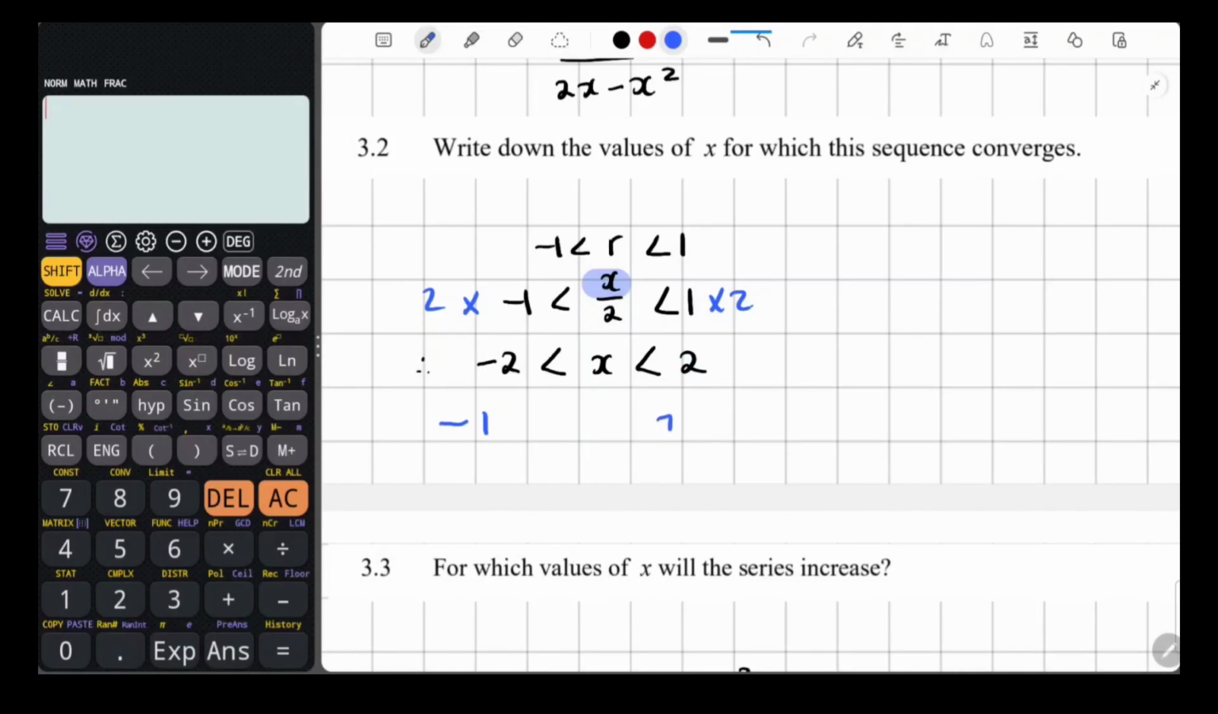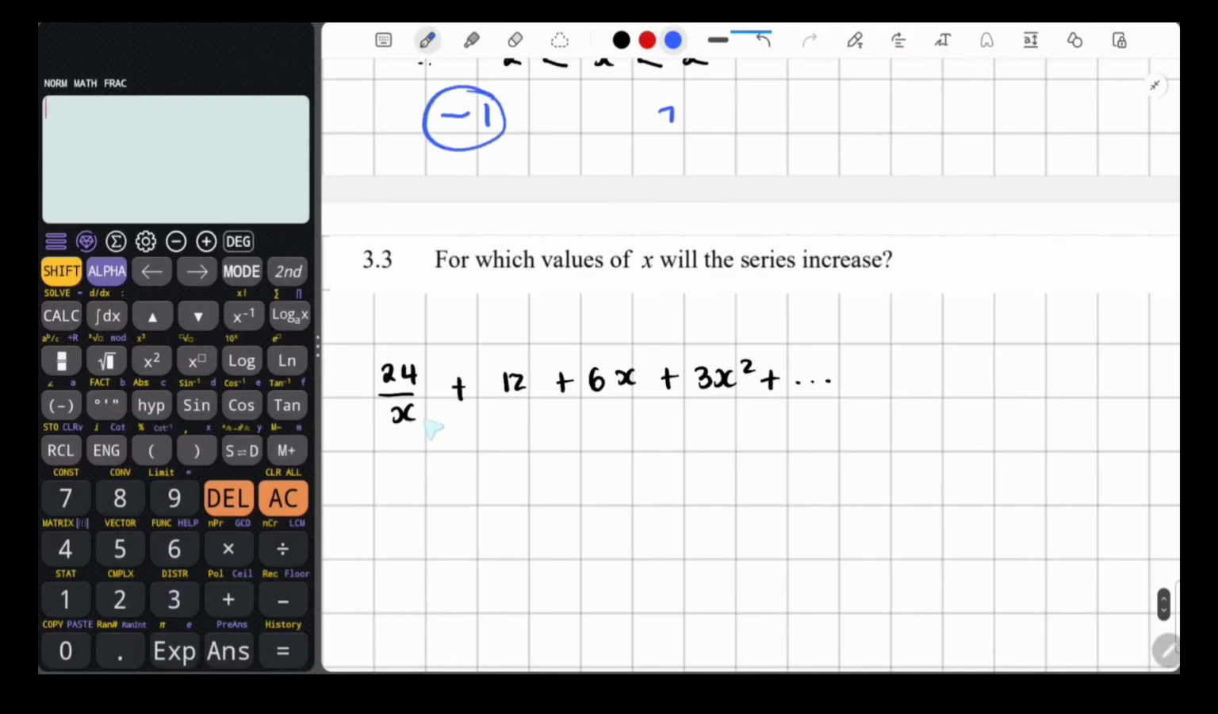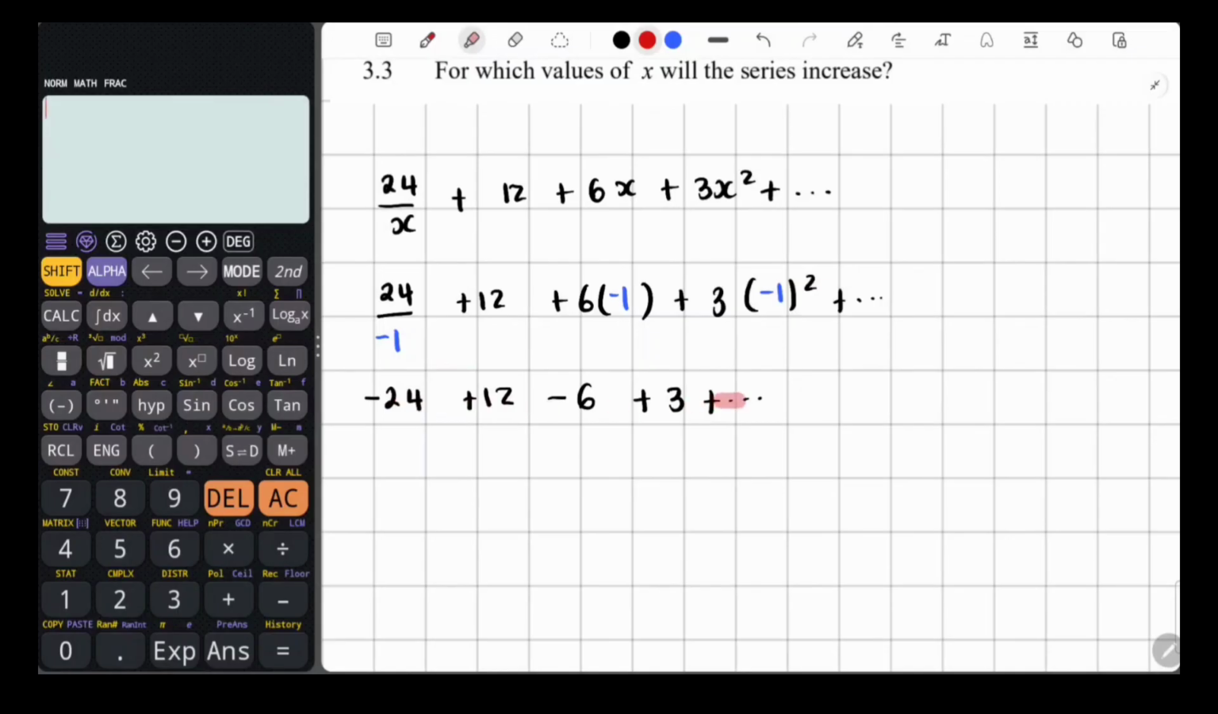I want to show you what's going to happen, because when x is negative, it's going to do something to the pattern, and you'll notice how this pattern acts. So let's substitute -1 into this and see what we get. You can also do that on your calculator. I've substituted -1, and these are now the answers that I get. If you look at the values, you will notice these numbers: -24, +12, -6, +3.